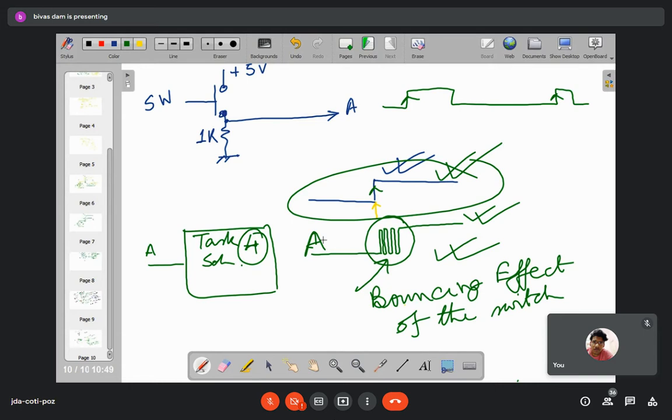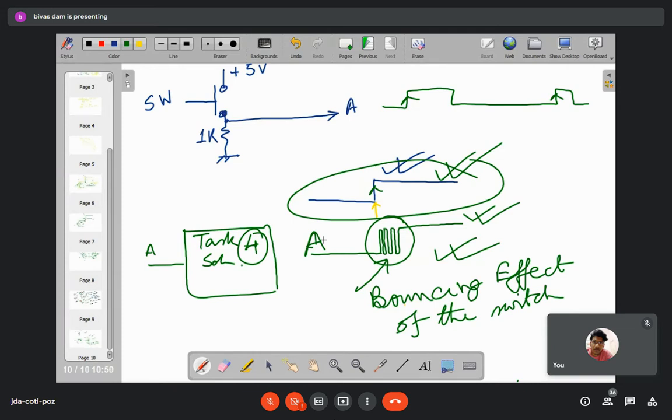It may happen that at the very first press of the switch, suppose we initiate at the 12th press of the switch, but at the first press I am getting 12 such rising edges in A due to the bouncing. So that particular job number 4 will be falsely activated.